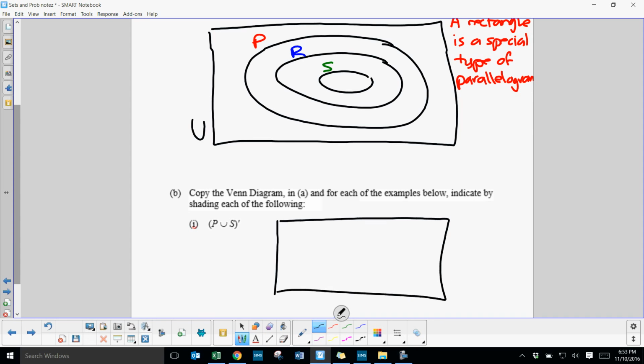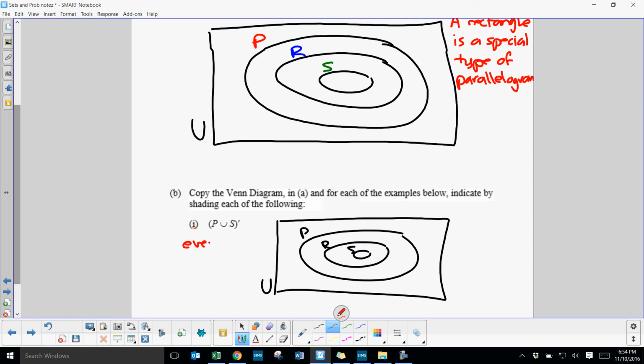So we can just do it roughly, because we're just asked to do a bit of shading. So we've got our P, we've got our R, and we've got our S. Don't forget your U. So P, R, S. And you're asked to shade everything outside of the union of P and S. So everything outside of P or S.